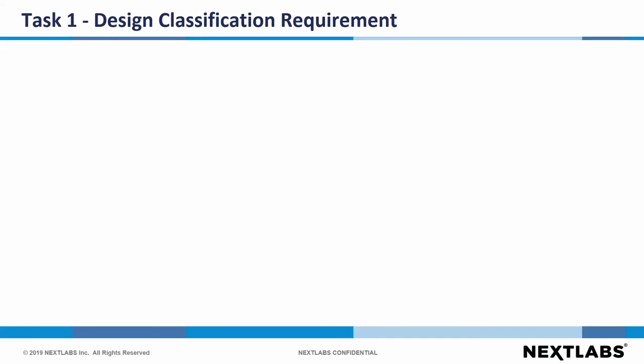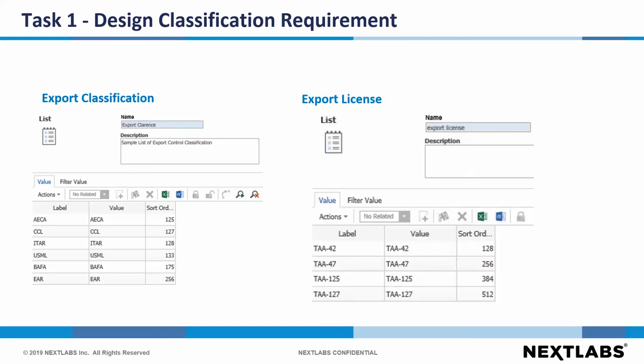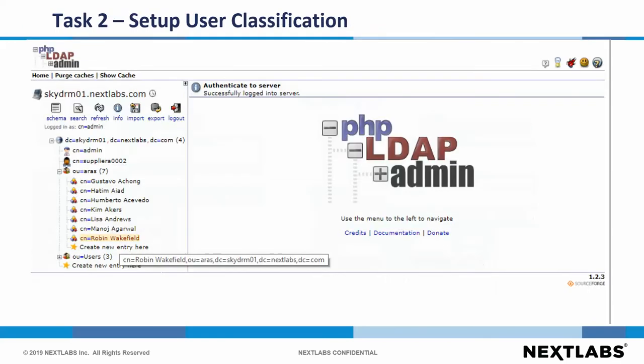Task 1 is the design of the classification requirement. So in this case, we have the export classification. What type of information are we exporting? Is it ITAR, BAFA, EAR, so on and so forth? And then we also have the export license. What type of license is going to be used within that export of that particular data and classification? So in this case, let's take a look closely at TAA 42 and TAA 125, because those are the two that we're going to be using within the demonstration.